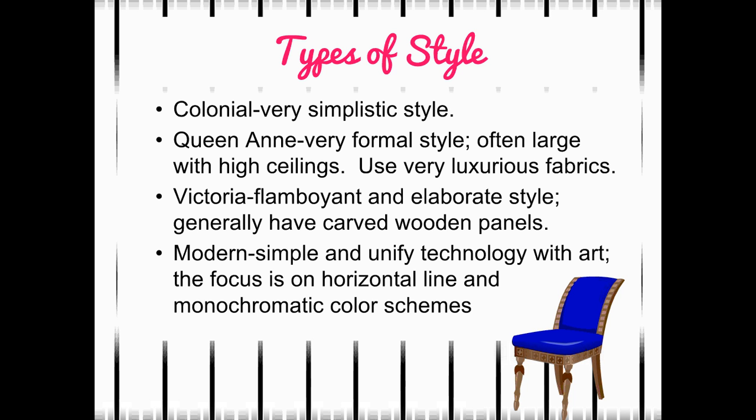So there are different types of style. There's a colonial style, which is very simplistic, clean. Queen Anne, which is very formal, often large, with high ceilings, very luxurious, golds, maroon, things like that. Victorian, flamboyant, an elaborate style, which generally has carved wooden panels. Modern, simple, and unified technology with art, which is more trendy. The focus is on the horizontal lines, monochromatic color schemes.